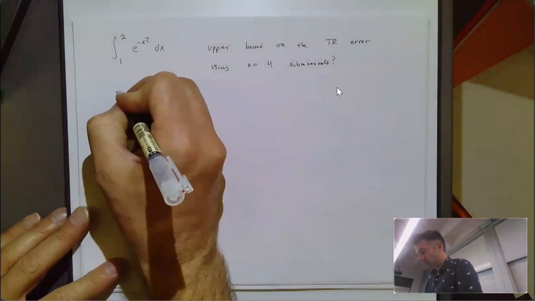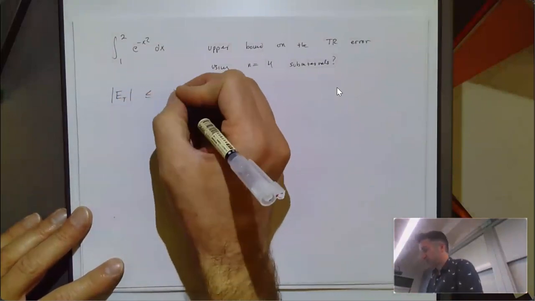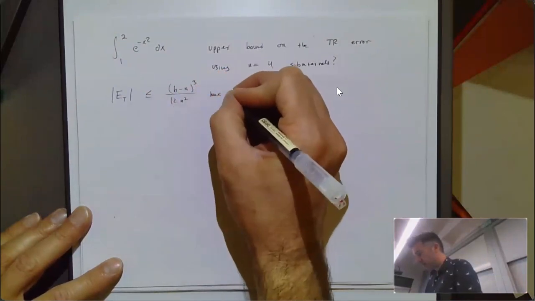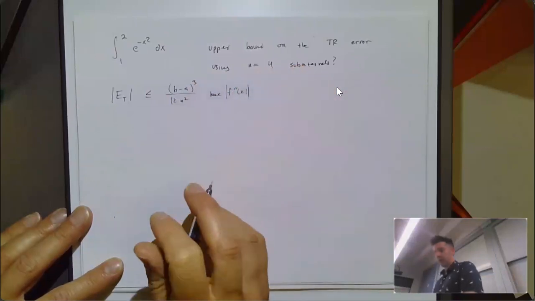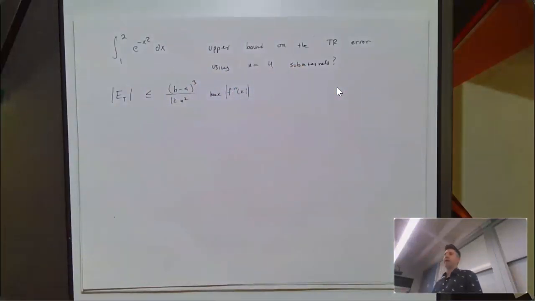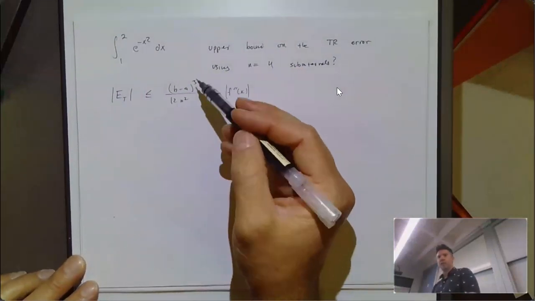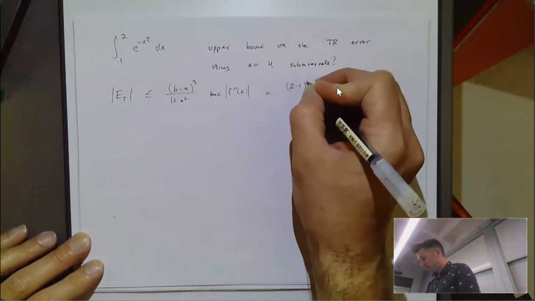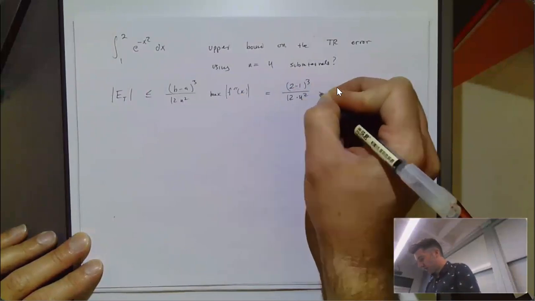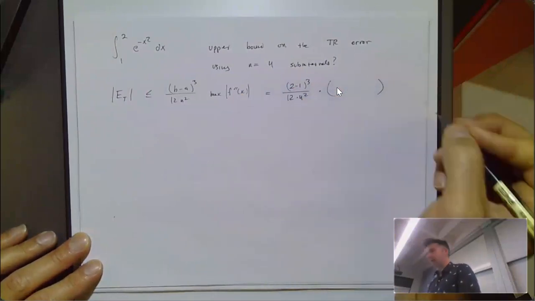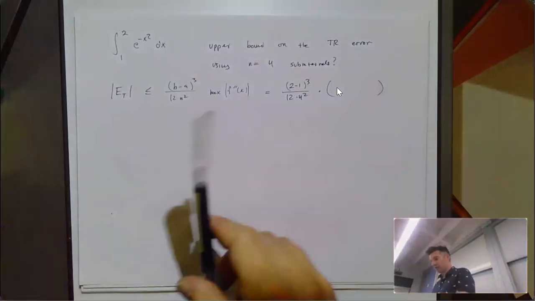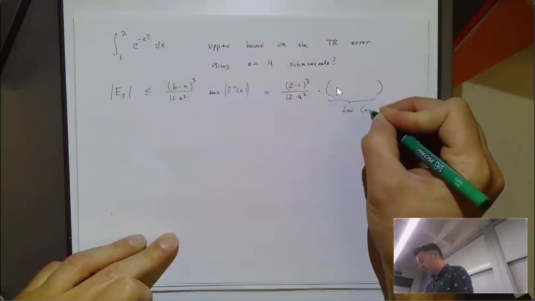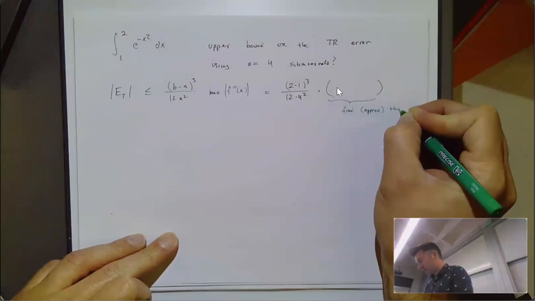We know that the error bound for the trapezoid rule is less than or equal to (b − a)³ over 12n² times the maximum of the second derivative in absolute value. The hard part for any of these problems is this part right here. This part, no big deal. We know that this here is going to be (2 − 1)³ over 12 times 4², and we're left to fill in what this is going to be. Okay, so that's our job. We have to find, or really approximate, this.